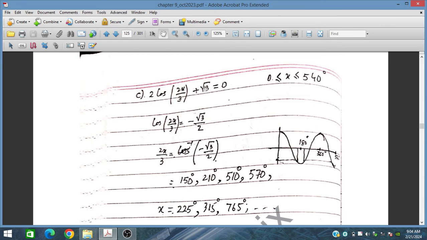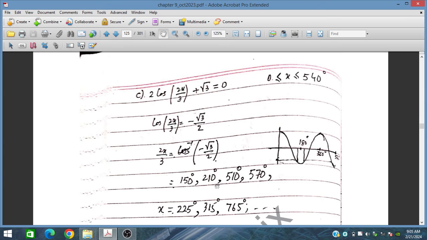Cos(2x upon 3), this is under root 3. We'll shift it on that side and divide by 2. So for simple manipulation, we have obtained this 2x upon 3, cos inverse. Since the cos value is negative, it is in the second and third quadrant. While we have a range from 0 to 540 degrees, so we'll get more values. So here is 360 degrees, and afterward we will add 180 degrees more. So this is 540 degrees, so the graph will extend to 540 degrees.